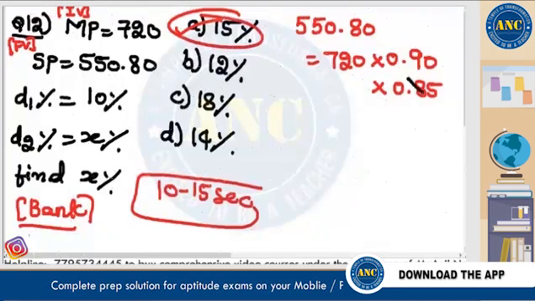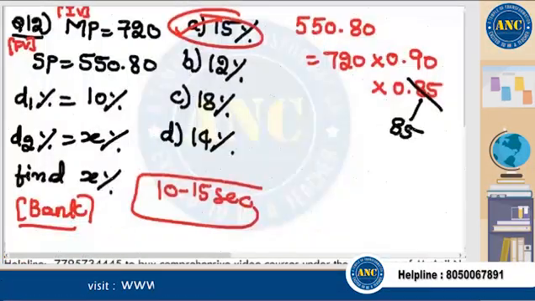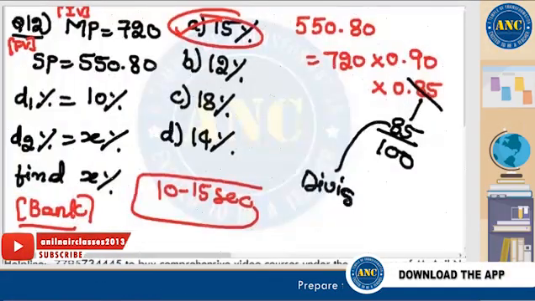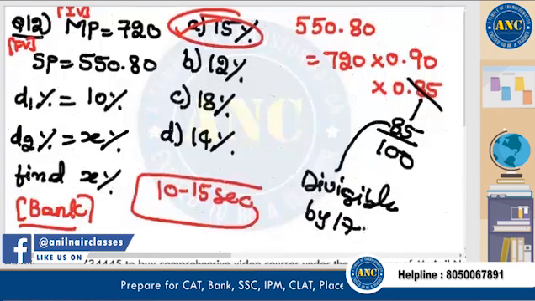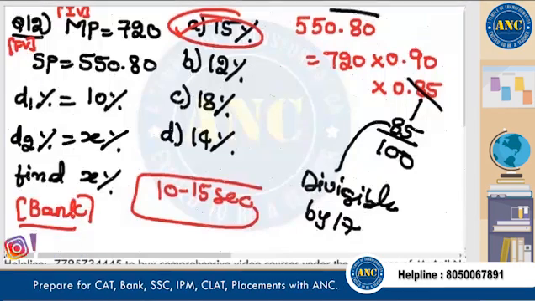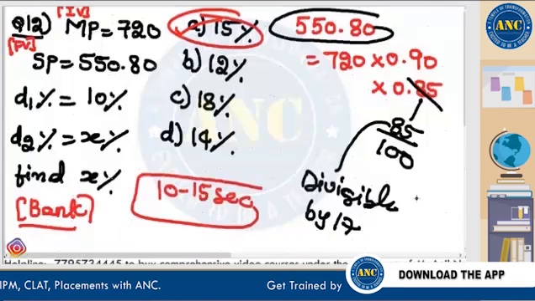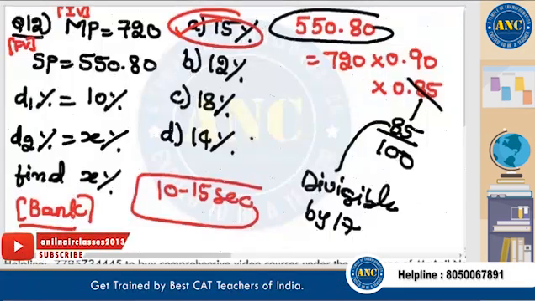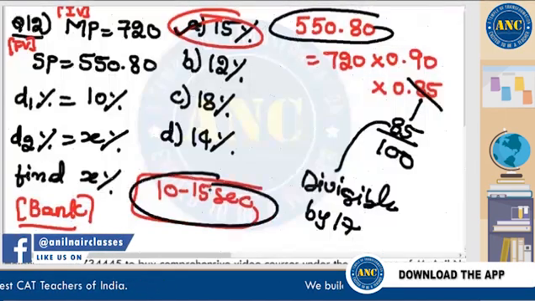How much time does it take? 0.85 is nothing but 85 by 100. 85 is divisible by 17. Easy question, sir. Answer should also be divisible by 17. 550.80: 17 3s are 51, 40. 17 2s are 34, 68. 17 4s are 68. Over. Answer is 15. 10 to 15 seconds to solve the question.